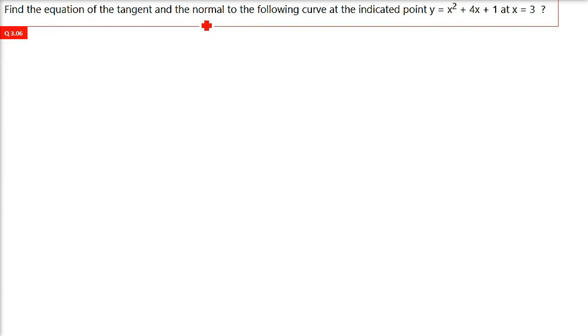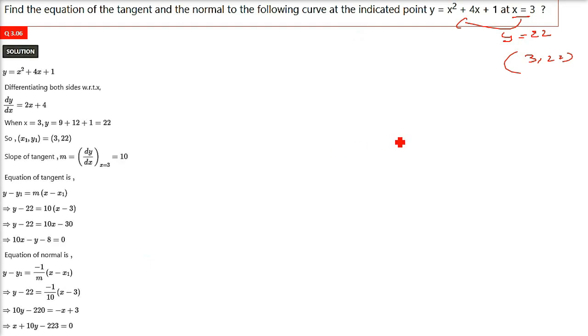Find the equation of the tangent and normal at x equals 3. Now just put x as 3 in this equation. You will get a value of y. So you will get x1, y1. Other things you already know. Just differentiate this equation. 3 comma 22. y will come as 22. Please remember.